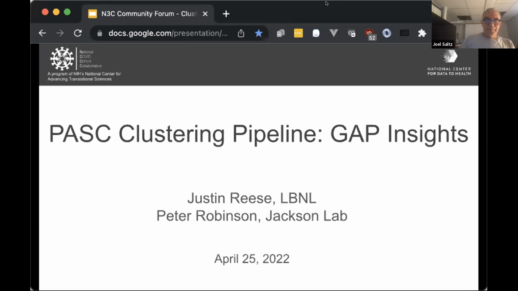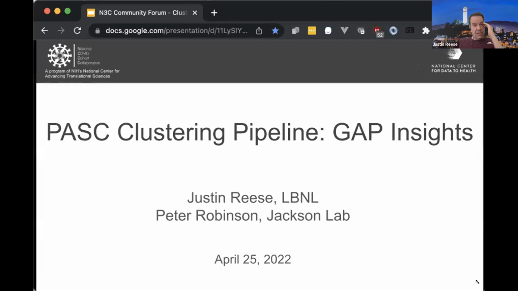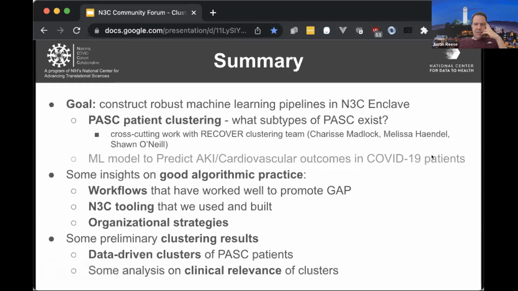Right. Yeah. Okay, great. So we talked about our PASC clustering data last week, and I'll present some of that again this week just to sort of frame this. But what we're going to talk about is some insights we think we've gained into good algorithmic practice while we've been fleshing out this long COVID clustering pipeline. And actually, this is cross-cutting work with the Recover clustering team. That's Reese Madlock-Brown, Melissa Handel, Sean O'Neill, Peter, who's obviously, we've actually made another machine learning pipeline to predict AKI and cardiovascular outcomes in COVID-19 patients.